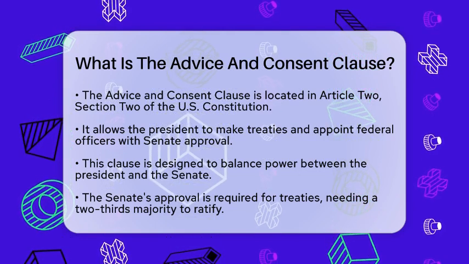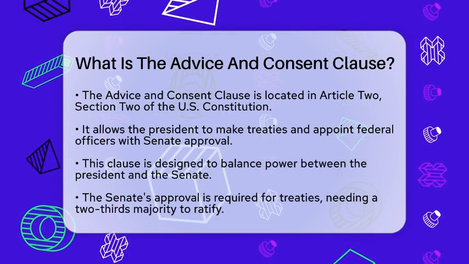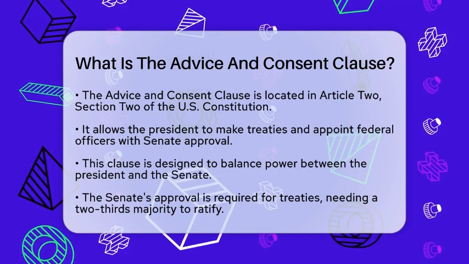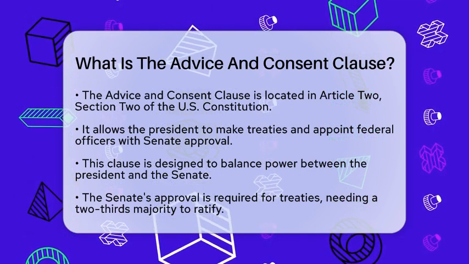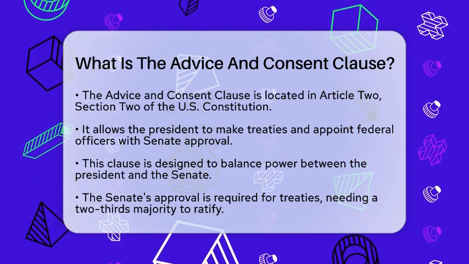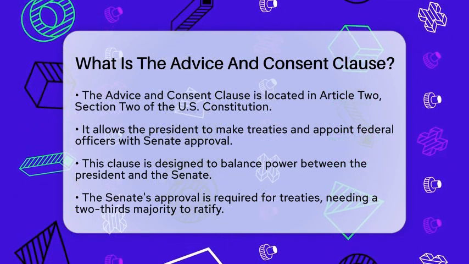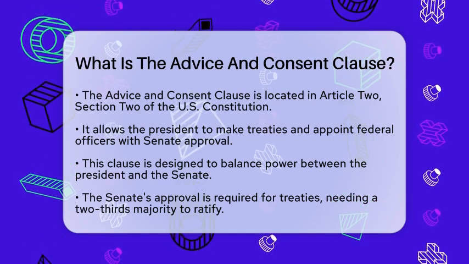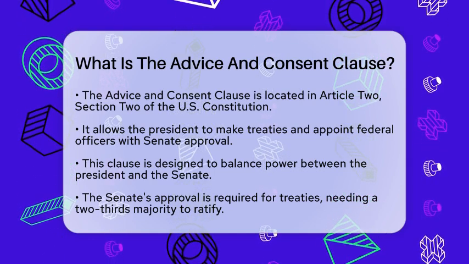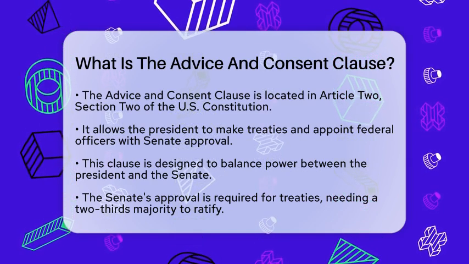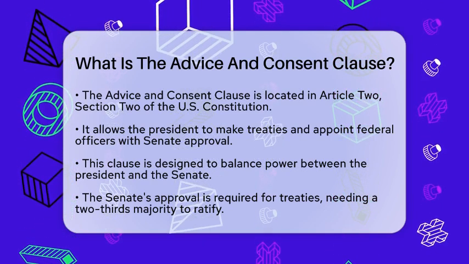It grants the President the authority to make treaties and appoint federal officers, but only with the approval of the Senate. This system is designed to ensure that executive actions are checked by the legislative branch, reflecting the founders' intent to prevent any one person from having too much power.